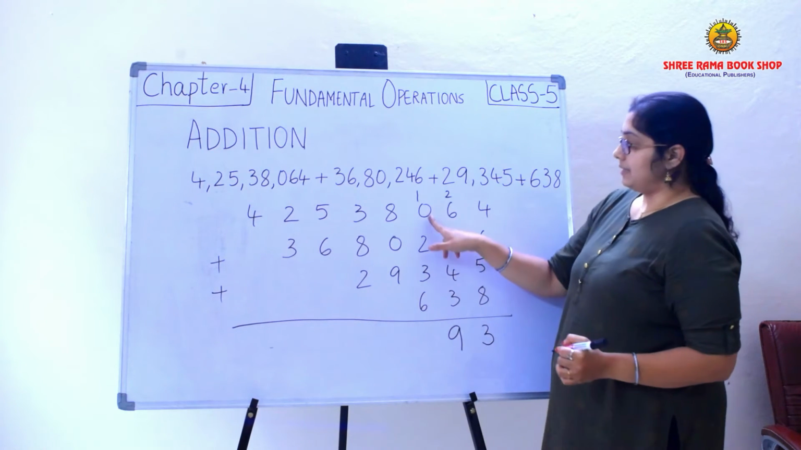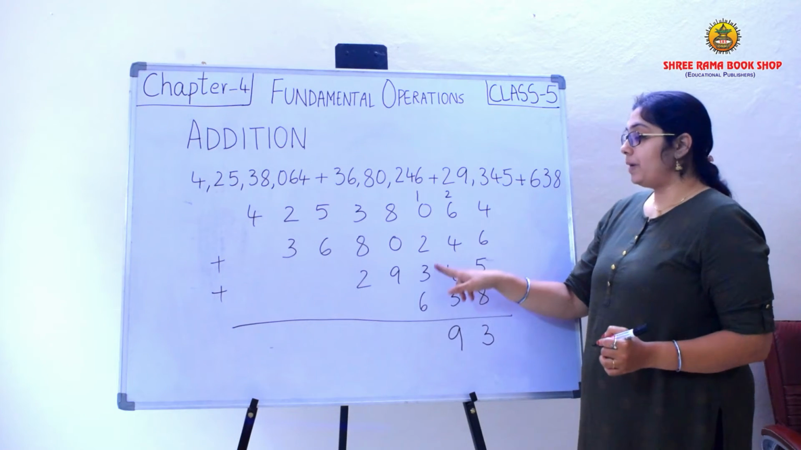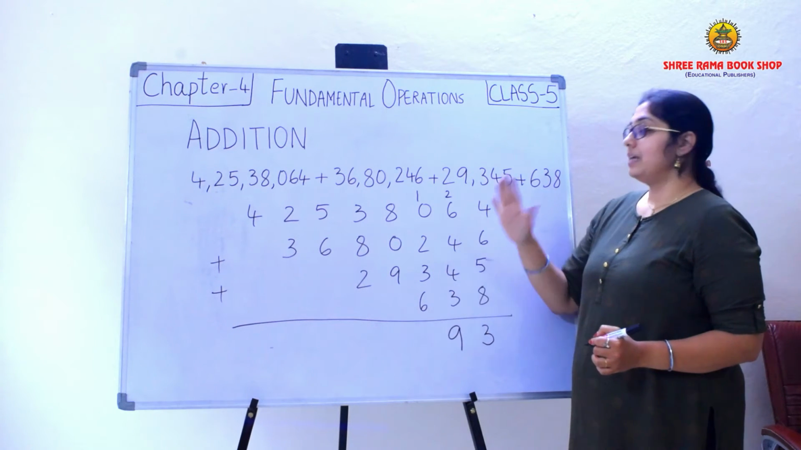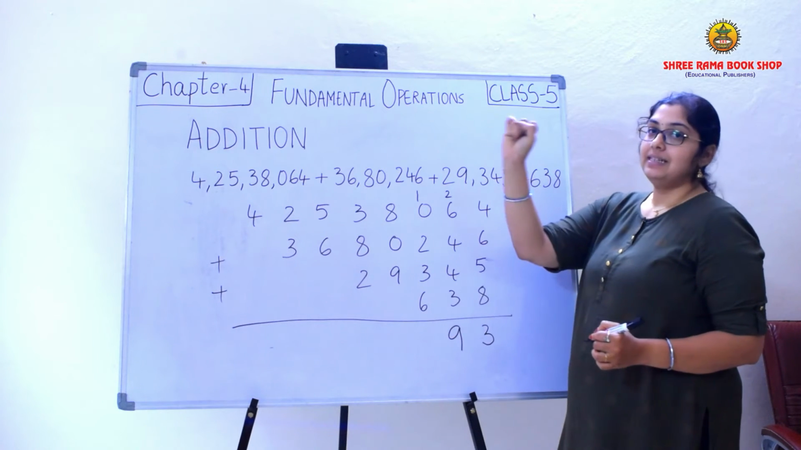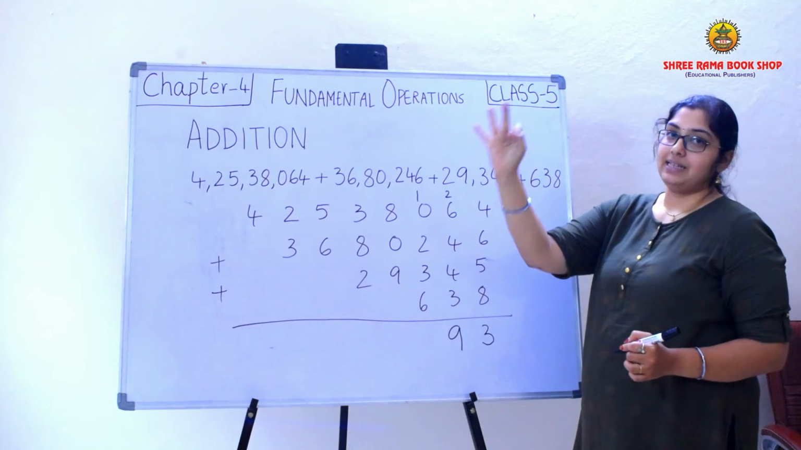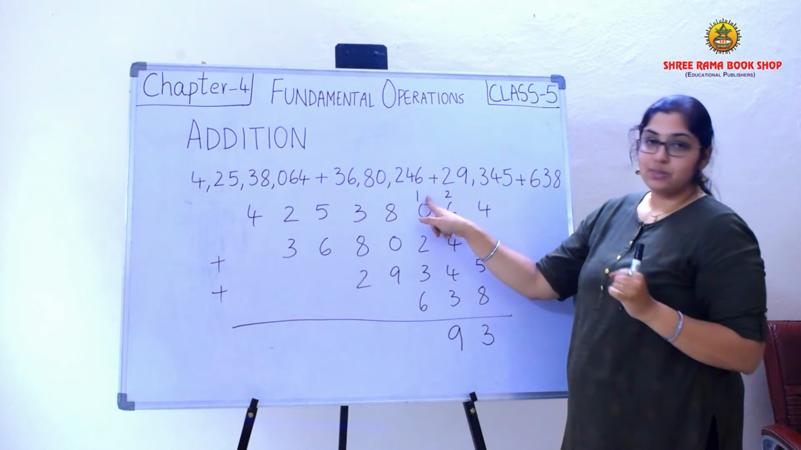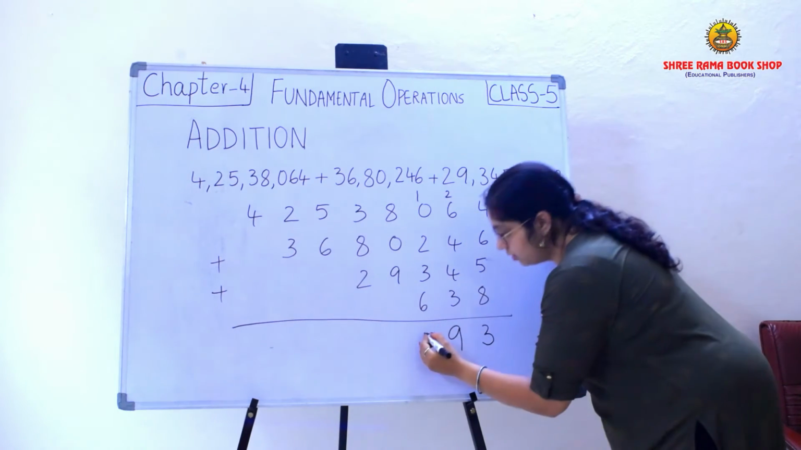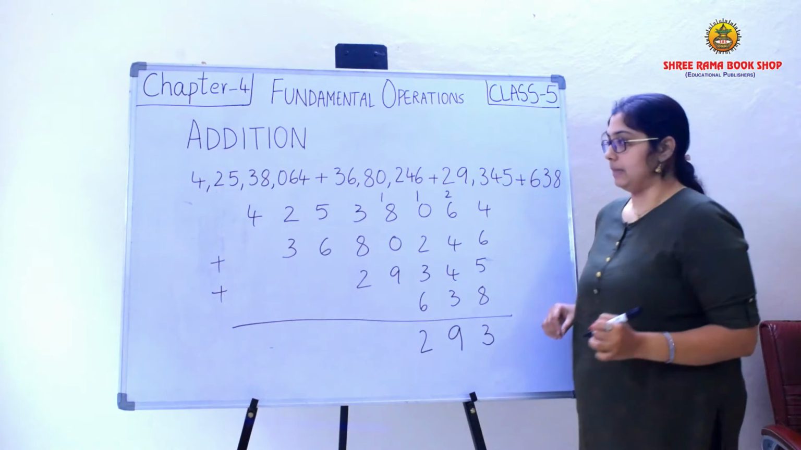Now it is 0 plus 2, which is 2. 2 plus 3, it is 5. 5 plus 6, after 5, 6, 7, 8, 9, 10, 11, right? So 11 plus 1, 12. 2 here and 1 I will carry to the thousands column.